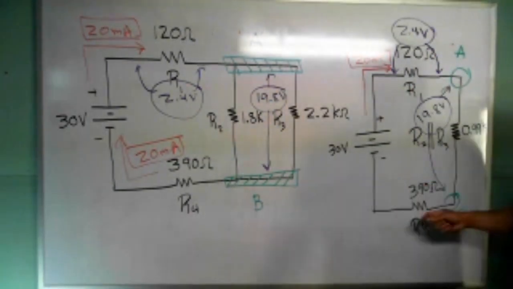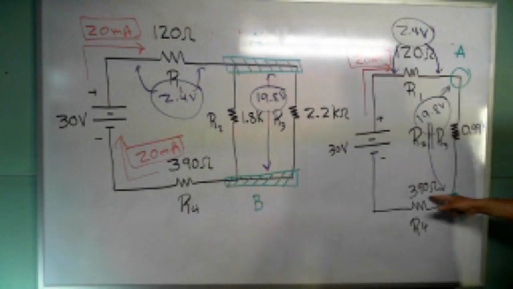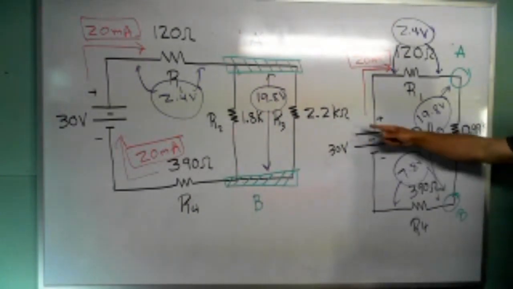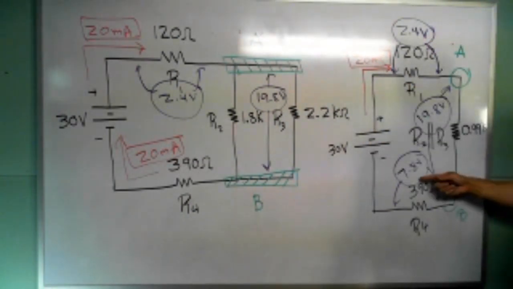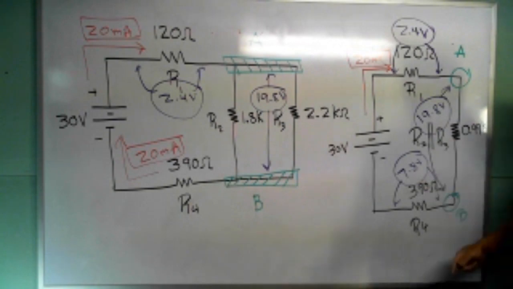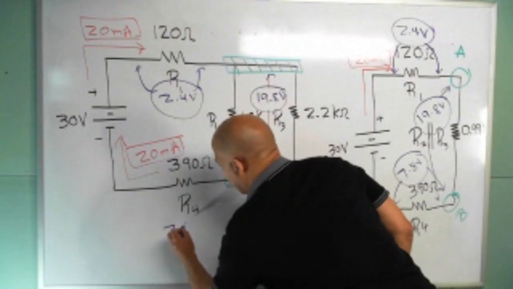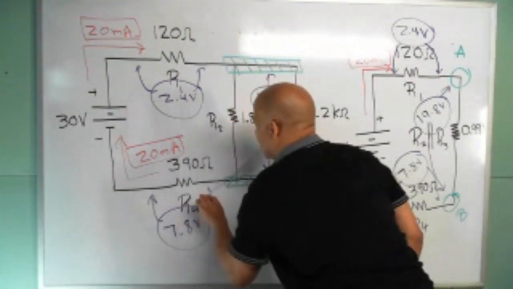And then we'll do the same here. I got 20 times 0.39. How much is that? 7.8. Now we could have taken the 30 minus 2.4 minus 9. We could have got it that way, but we'll just keep doing what we're doing. I got 7.8 volts. I'm going to show 7.8 volts going from here to here.